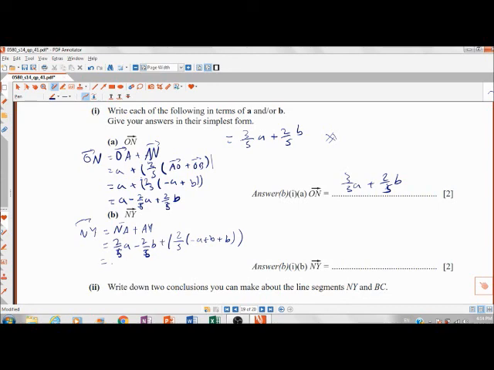So basically here, just simplify. You'll get 2 over 5a minus 2 over 5b plus 2 over 5b. That would equal 2 over 5a. That's the answer.